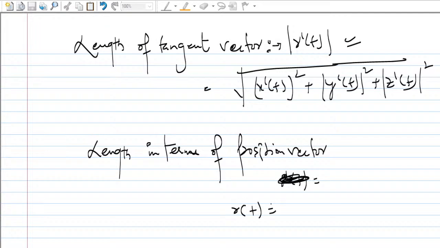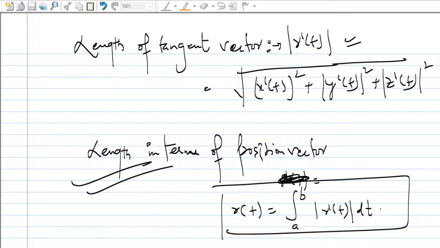So how are you going to compute length in terms of the position vector? This is going to be the integral from a to b, and you write the length of the tangent, that's the magnitude of r dash of t, dt, right? So you can use this formula to compute the arc length of a curve. Already we have seen how to compute the distance between two points and the magnitude of a vector, so you can do these things.